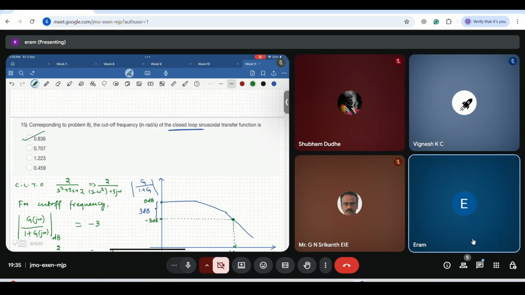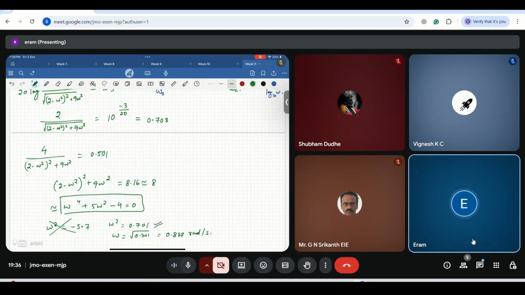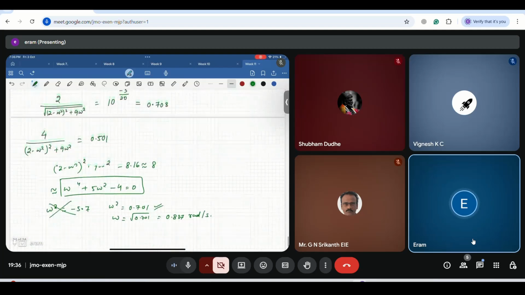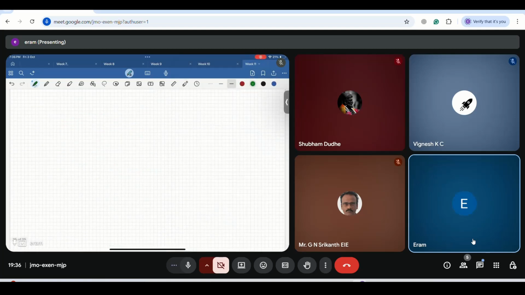Okay. For such types of questions you have to be very quick in calculation. If it is asked in GATE, you have to be very quick. Alright, we have some time left. We can solve one or two more problems. Okay, let's solve one problem related to this topic only. We will solve one more problem, then we will end this session.